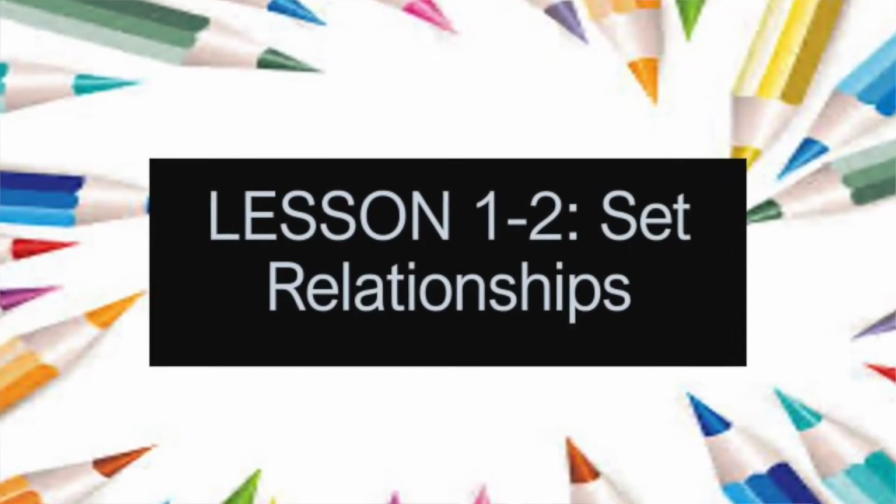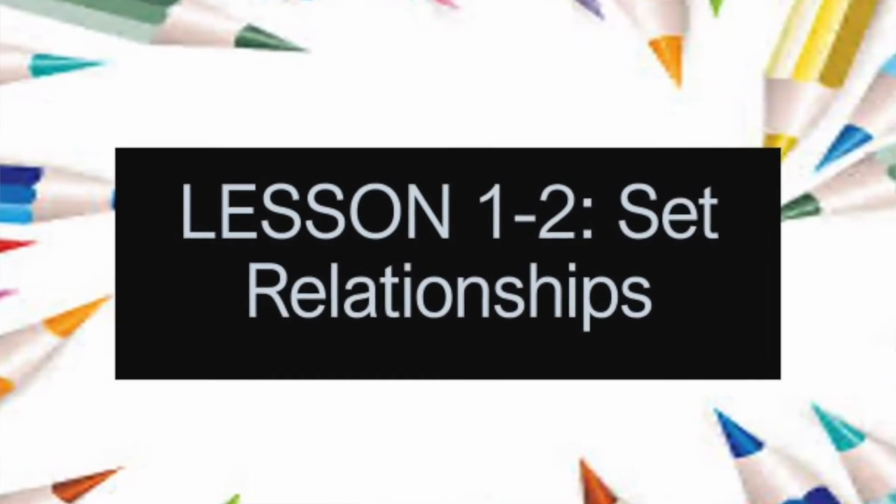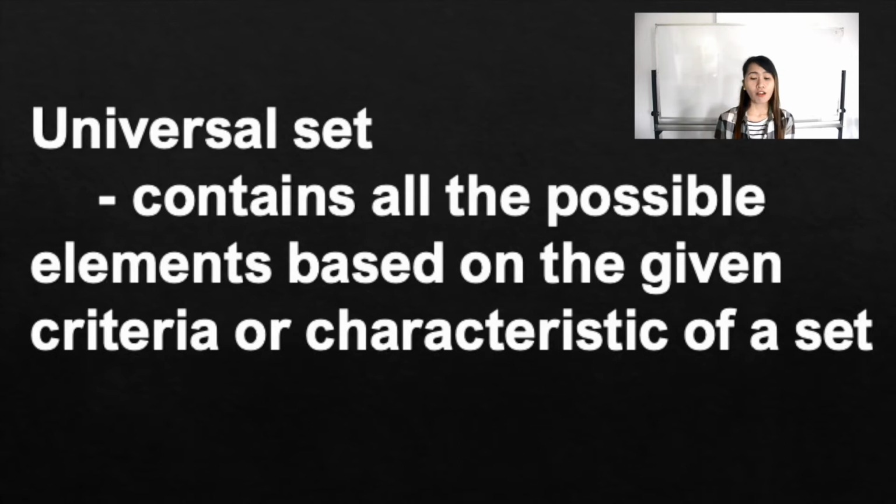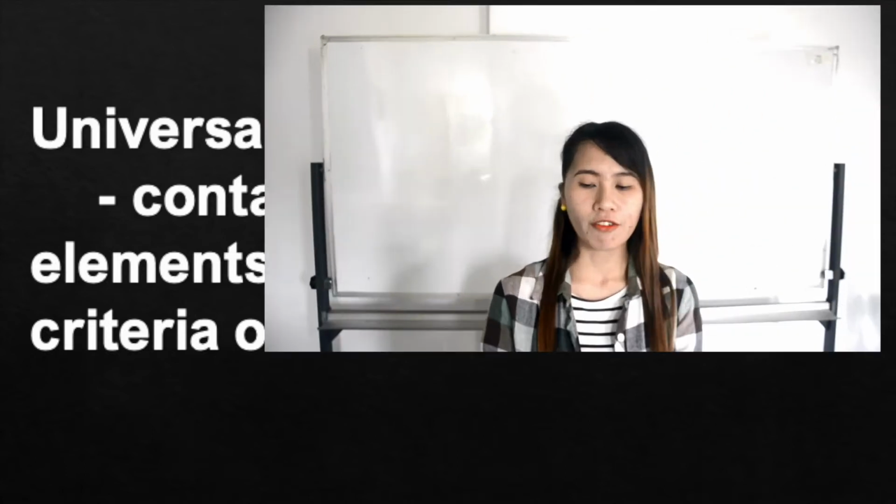So our lesson for today is about set relationships. A set is a collection of objects, and a relation maps the elements of one set to another set. It's like a connection between two sets. Another type of set is a universal set. It is often described by using the capital letter U. A universal set contains all the possible elements based on the given criteria or characteristic of a set.